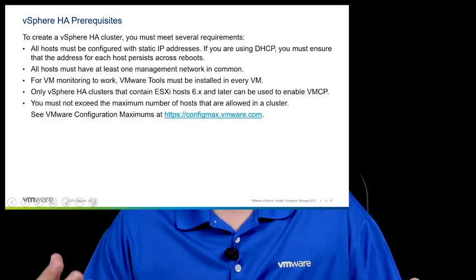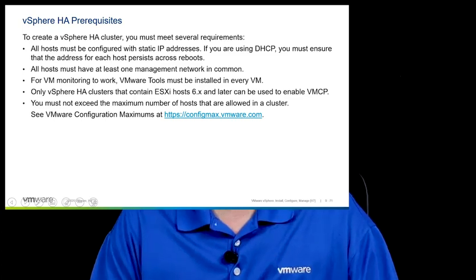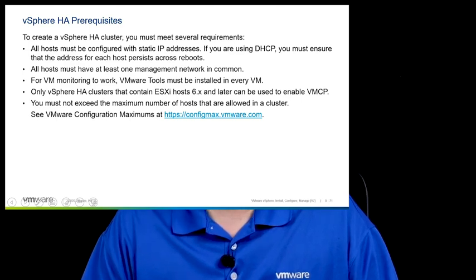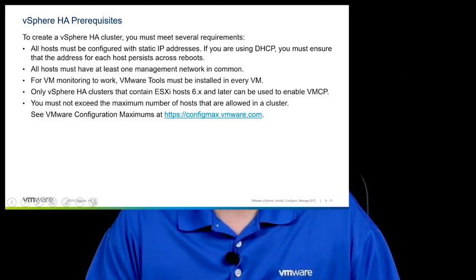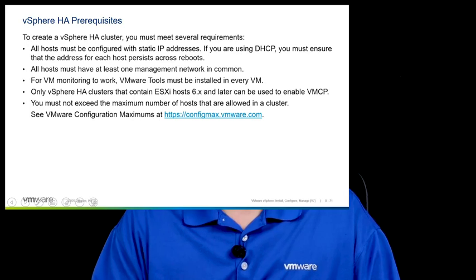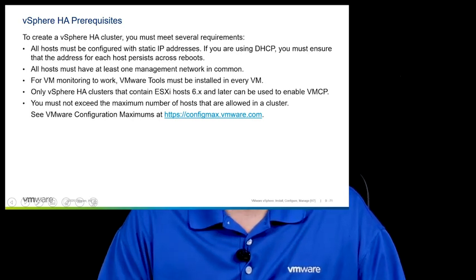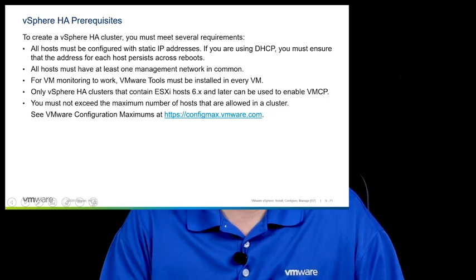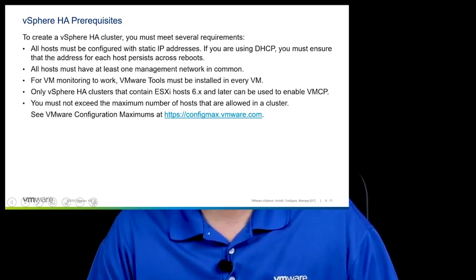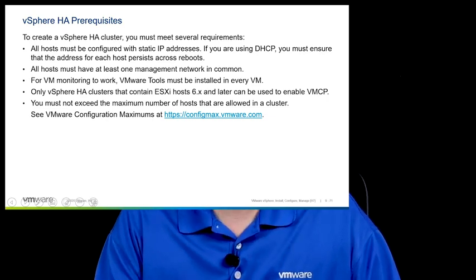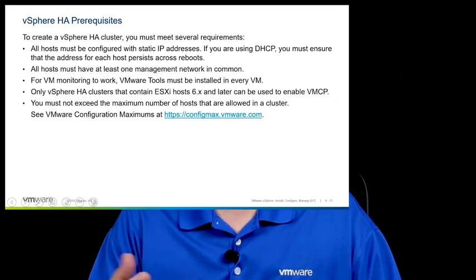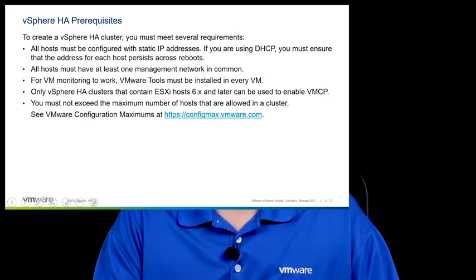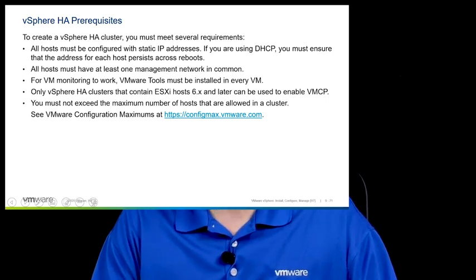Okay, and of course, all of the hosts in the cluster have to have a physical management network in common so that these network heartbeats can actually occur. Now, if you want to have virtual machine monitoring, we know that this is a VMware Tools mechanism, so VMware Tools has to be installed in all of the VMs. Virtual machine component protection, looking at losses of data store connectivity, was a feature that was introduced in vSphere 6.0. So all of your hosts have to be at least vSphere 6.0.